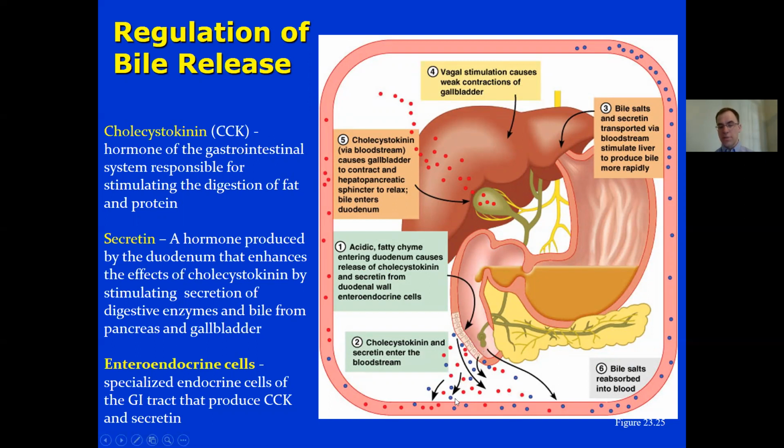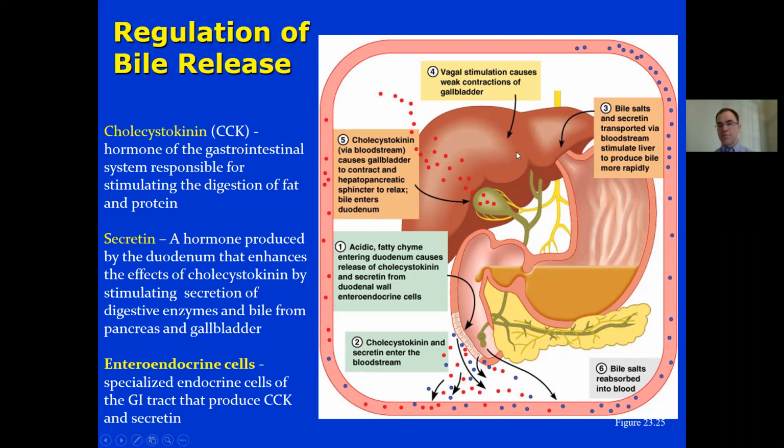So CCK and secretin enter the bloodstream. They circulate throughout the body, and they make their way back to the liver and the gallbladder. The first thing that happens is the bile salts and secretin transported via the bloodstream stimulate the liver to produce bile more rapidly. So the idea is that you've just eaten food, and CCK and secretin are released. There are some bile salts from a previous digestive process. CCK, secretin, and bile salts make their way back to the liver, and the liver is going to use the bile salts to make new bile.